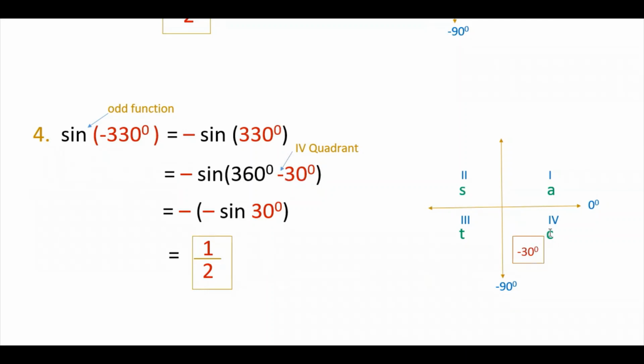Minus 30 is in the fourth quadrant, where only cos and secant are positive. So it is sine, and you have to put minus again. This minus is because of the odd function, and this minus is because it is in the fourth quadrant. So minus of minus sin 30 is equal to plus 1 by 2. Like this, you have to do all the problems.